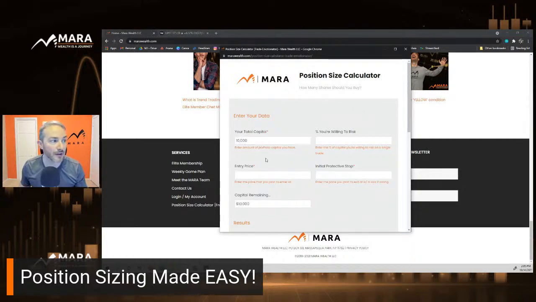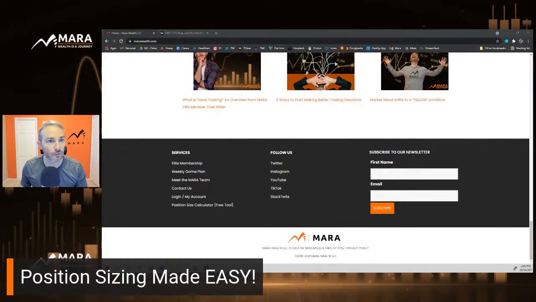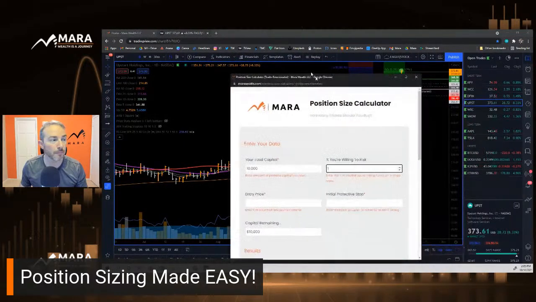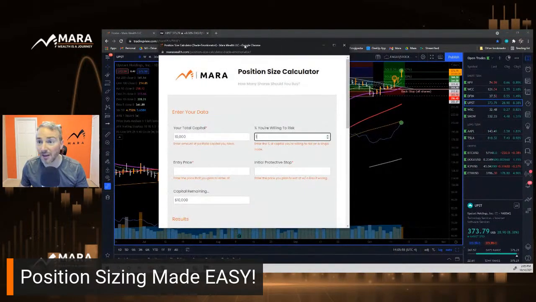So you have $10,000 and you want to risk 1% of your capital on this trade. And now let's use Upstart as an example, right? Let me just drag this off the screen, switch back over here, and put this back on the screen. By the way, this is basically the process that I'm using on every single trade. I use this calculator all the time. I was using it earlier today.